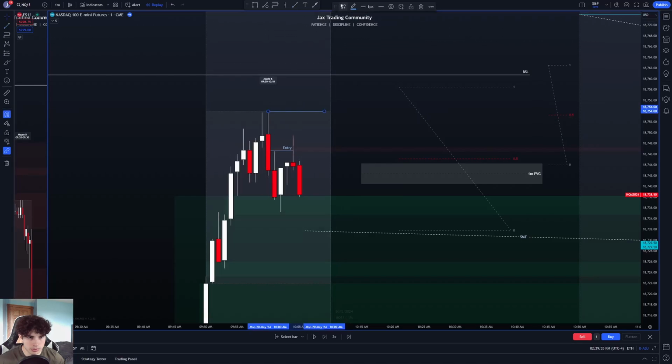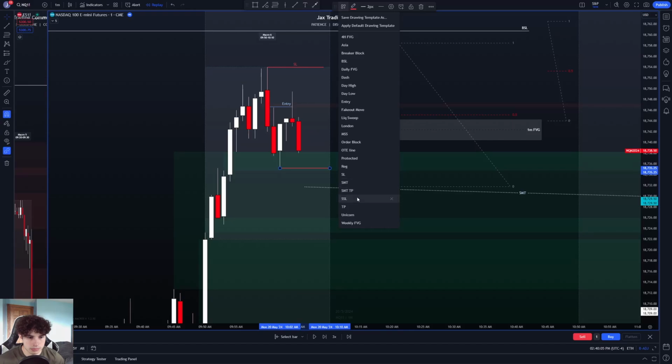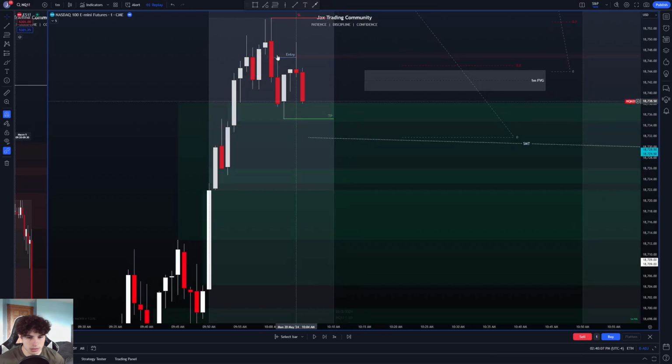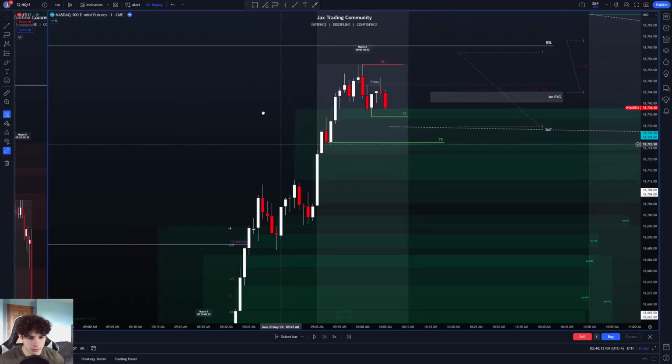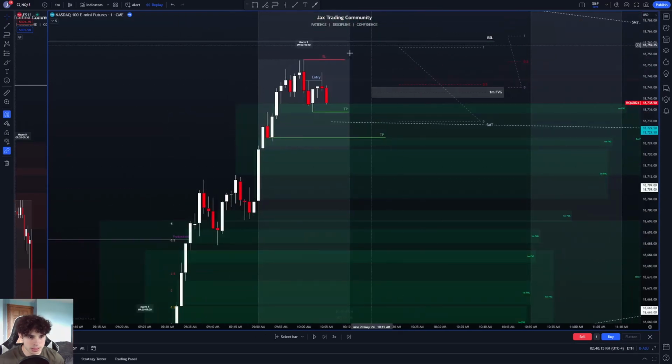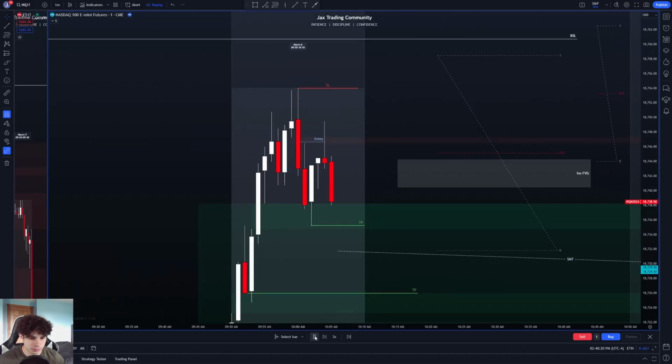You could put your stop right here. This would be a 7.5 point stop, and then you could put your first target at this low, and maybe second target at this 1 minute fair value gap. You could put your targets wherever you're comfortable with, like down here, maybe discount at this range. But let's see where we go here.